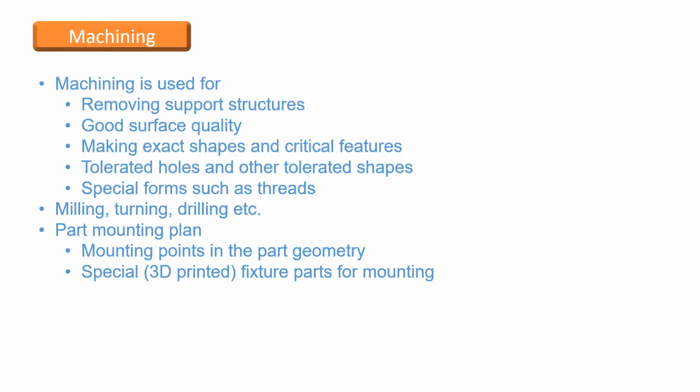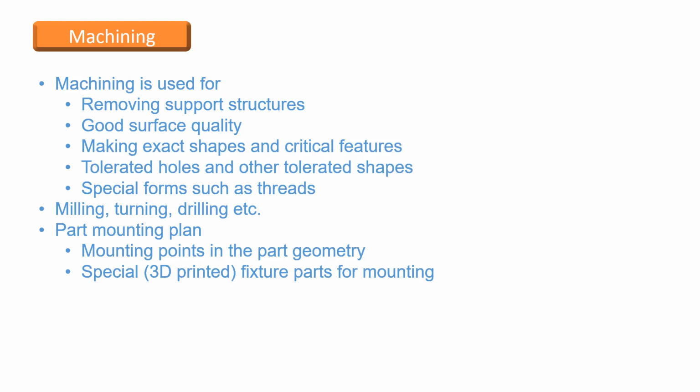Machining can be used to remove support structures, to make precise shapes, to achieve good surface quality, and to make special shapes such as threads. Machining can be turning, drilling or milling. Of course, the part can be subjected to all these and also other measures classified as machining. Features of machining include tolerated holes, threads as well as precise shapes and surfaces.